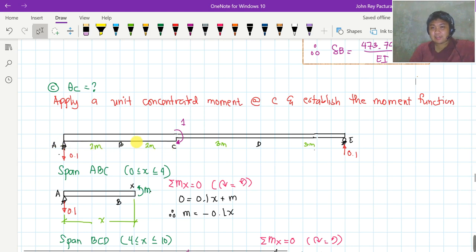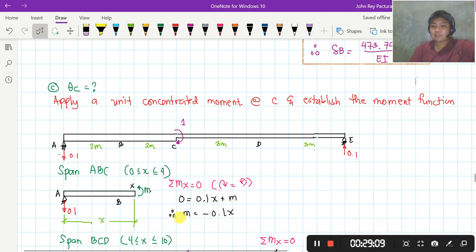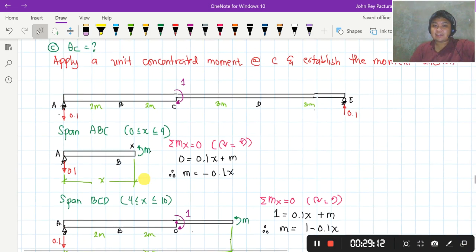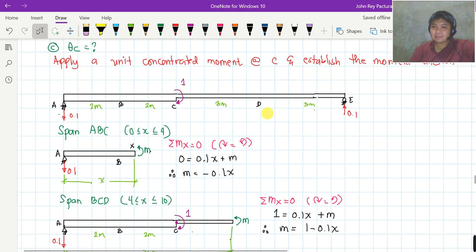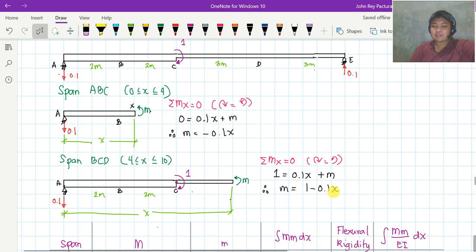So, gagawa tayo ng kanyang moment function. And i-consider din natin yung CDE as another span. So, another function yon. By the way, the reaction is dito sa point E, 0.1 na paangat. And dito naman sa point A, 0.1 na pababa. Okay? So, establish ulit natin yung moment function sa ABC, class. Ang kalalabasan, the small m, is negative 0.1x. While on the other hand, sa span CDE, kasi this is a separate na, that is 1 minus 0.1x. Okay? So, I hope this is clear.